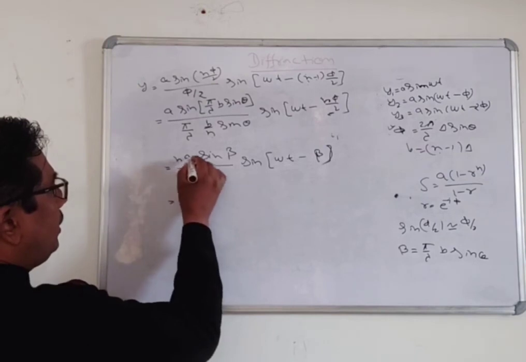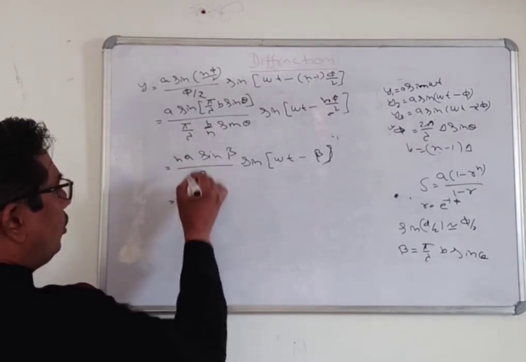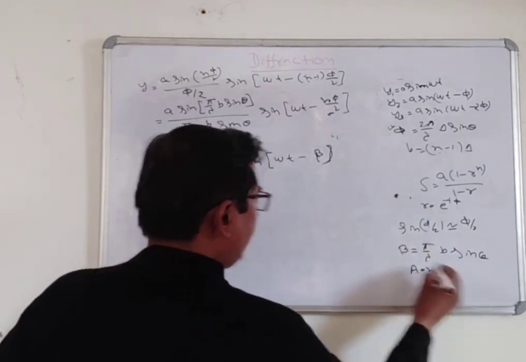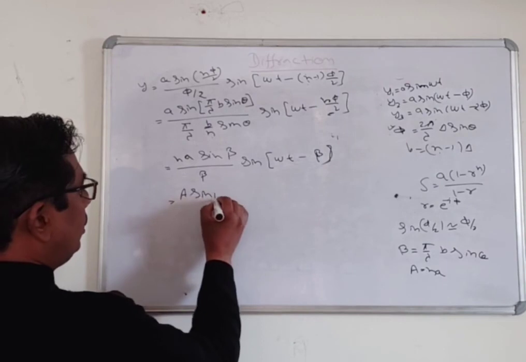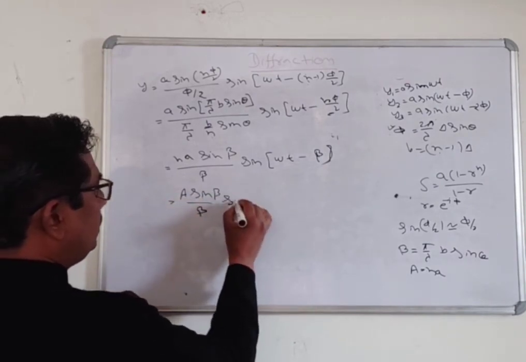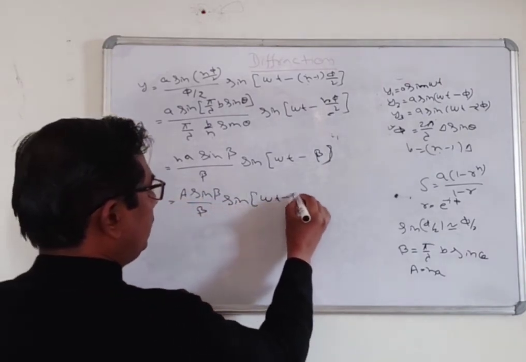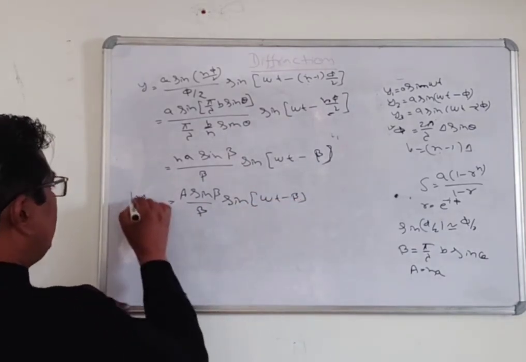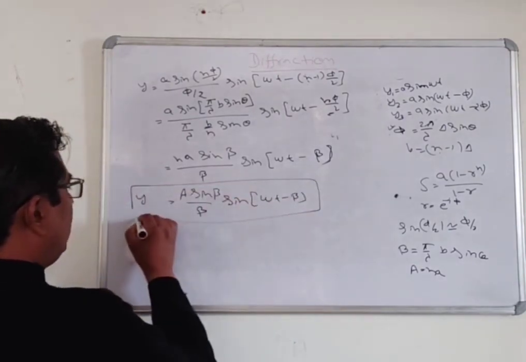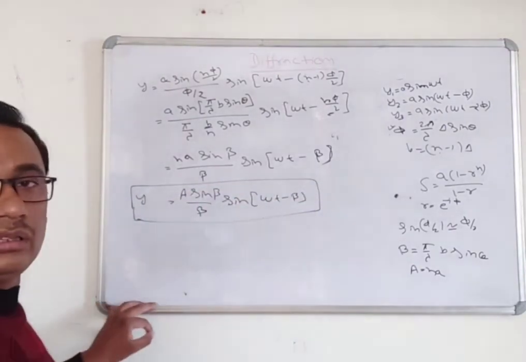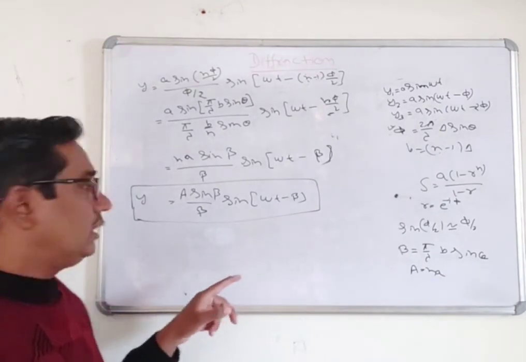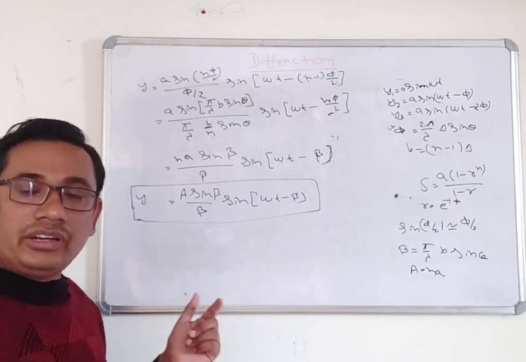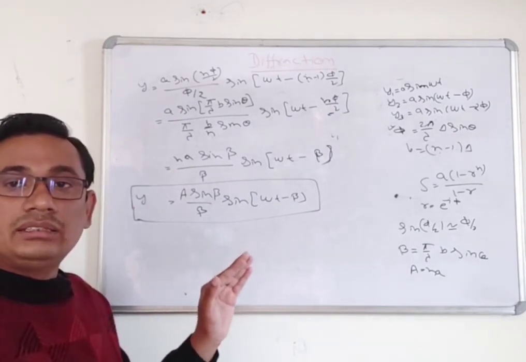Suppose that n a is written as a capital A, where A is equal to n a. So A sine beta upon beta, times sine of omega t minus beta. That will be the resultant wave due to the single slit at a point P. That is the resultant wave of diffraction due to the single slit.